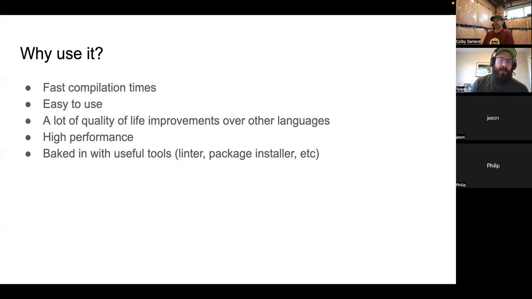So why use Go? Well, it is a very fast language. It has fast compilation times. It is very easy to use, especially if you are used to something like C. It's very similar syntactically to something like C. It has a lot of quality of life improvements over a lot of other languages. It is a very high performing language, and it is baked in with useful tools like linters, package installers, things like that.